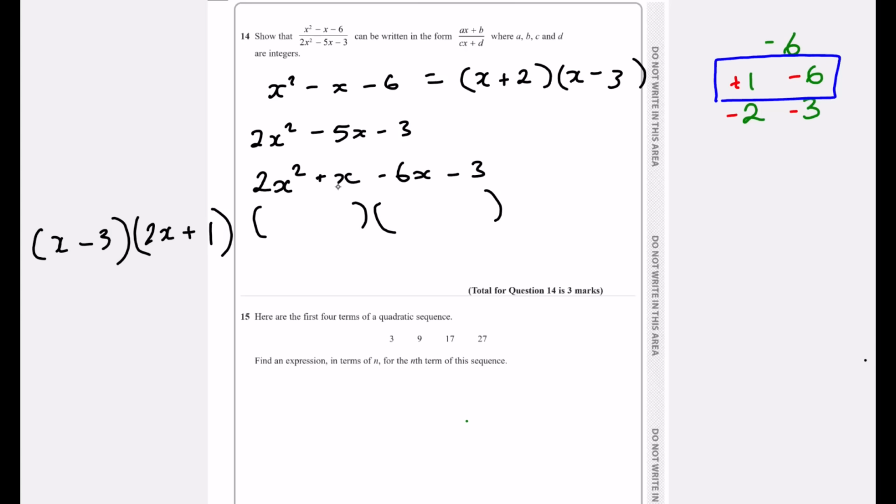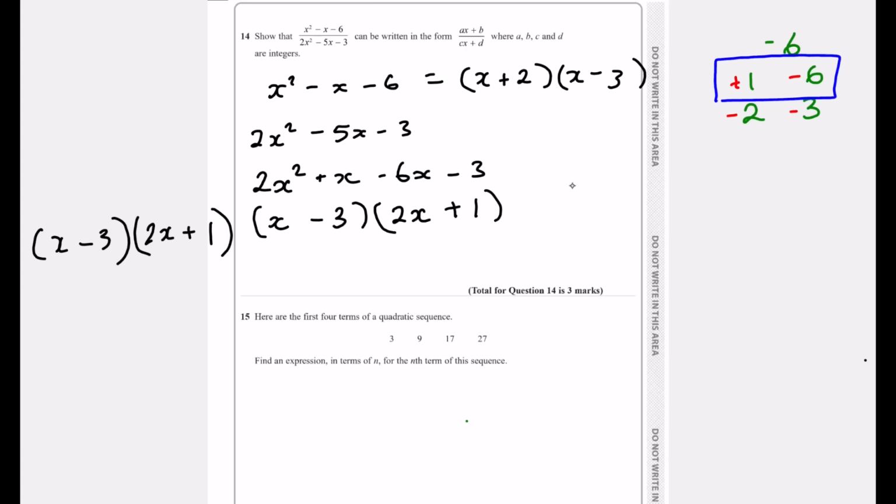So what can I take out of the first two terms? What's common in the first two terms only? 2x squared plus x. X can come out. And then x times something is 2x squared. That must be 2x. X times something is x. That's 1. Something times 2x is 6x. That's negative 3. And negative 3 times 1 is negative 3.